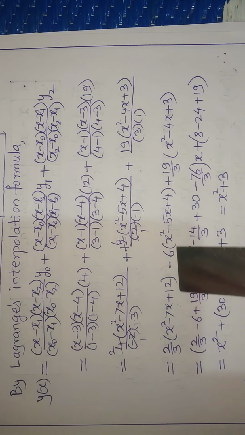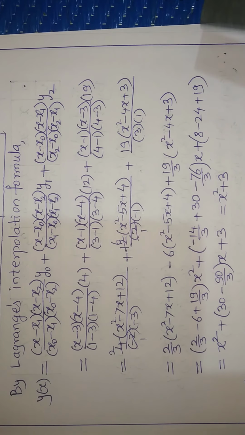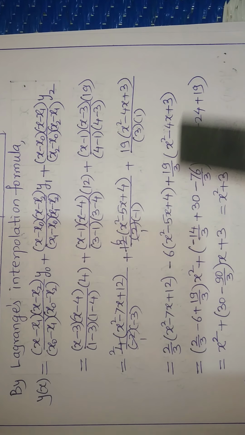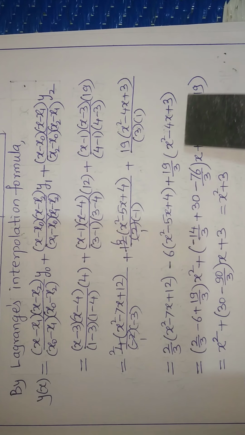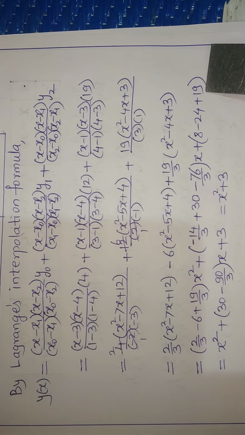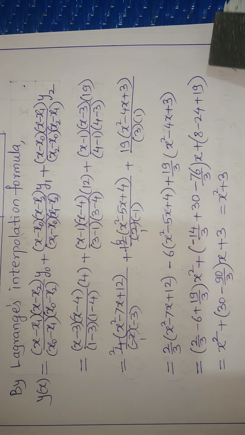And lastly, you are combining the constant terms. This is 2 by 3 into 12. So it gives you 24 by 3, meaning 8. Next you go to, this is 4 6s are, so you got minus 24. And this is 19 by 3 into 3. 3 is getting cancelled, you are getting plus 19. And now, if you combine all those terms, minus 24, 8 and plus 19, you get a 3. So you got x square plus 3.